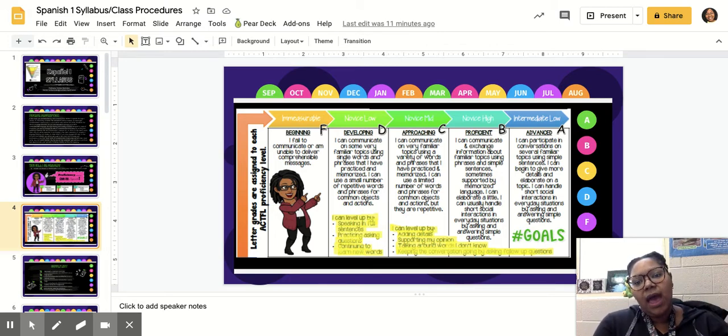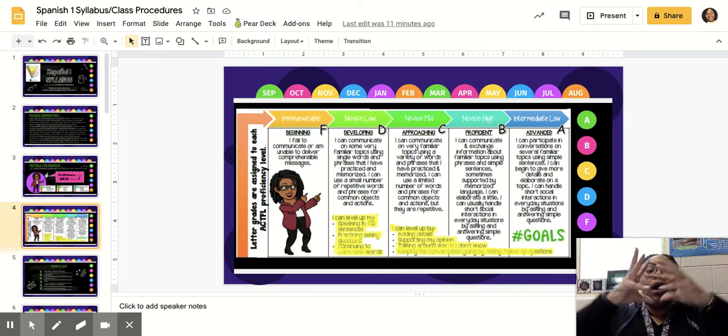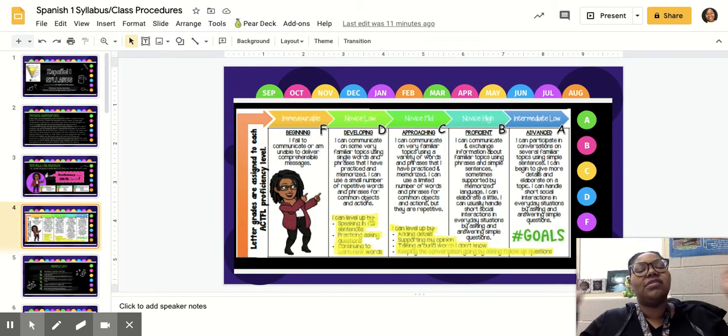At the bottom it says, I can level up, because you always want to know, how do I level up? I can level up by speaking in full sentences. You're going to hear me say this all the time in class. This frase completa, that means make it longer. Give me a full sentence, and that's how you make your grade go up. Practice asking questions. And then continue to learn new words, right? That's why your vocabulary is so important. You're going to need to know more words so that you can say more things, okay?